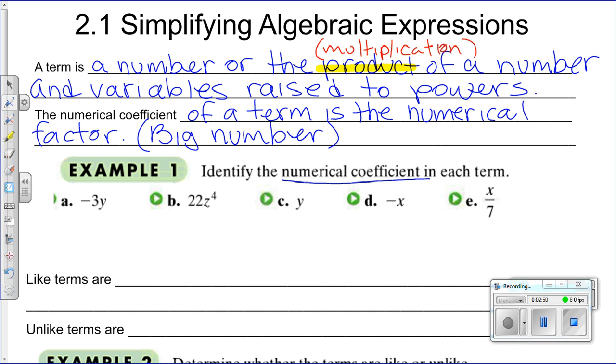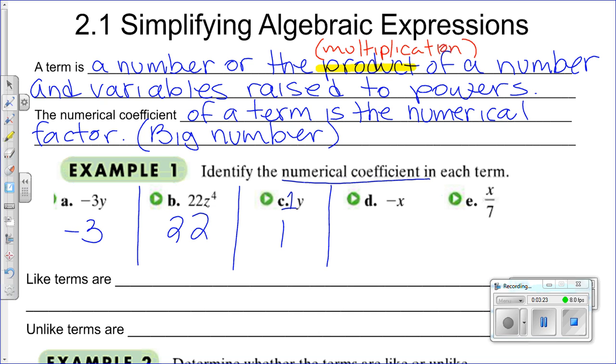So let's go to example 1, and we have a total of 5 terms. So on the first one, the numerical coefficient will be -3. Now, Samantha, can you tell me the numerical coefficient of the next one? 22. Yes, 22. Mr. Jordan, next one? 1. 1, very good. So if you do not see a number, remember, there's an implied 1.